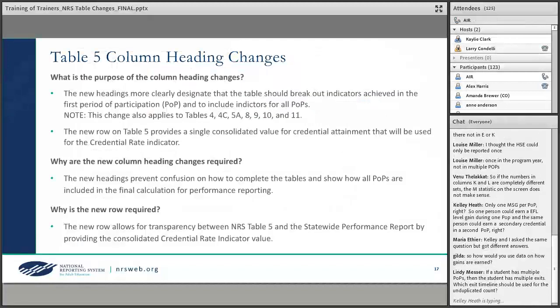Okay. So why we're doing this is, first of all, to more clearly designate the headings about period of participation in the first enrollment. And we've done the same thing with these other tables 4, 4C, 5A, which are related to table 4, and 8, 9, 10, and 11, which are related to the indicators for 4 and 5. So as I said, the new table row gives a consolidated value for credentials that will be used in the rate for the state performance report. We're hoping the headings eliminate confusion that we had from comments we received on earlier versions of the table.